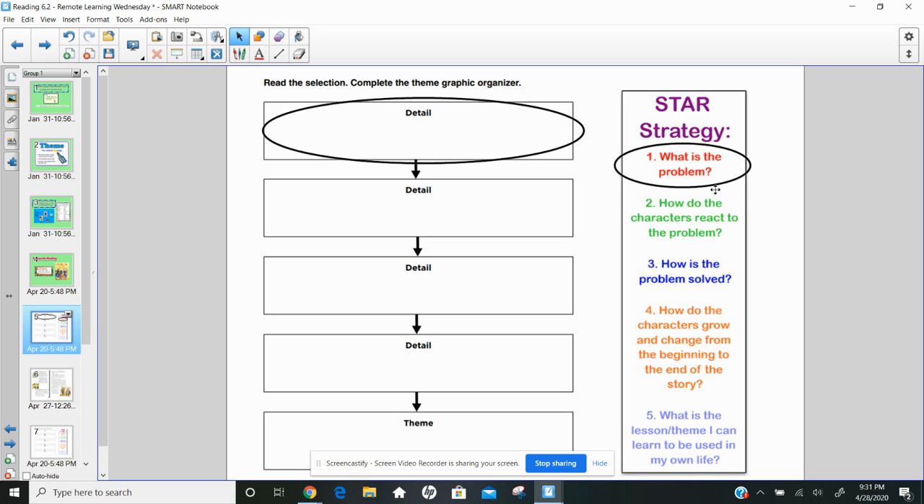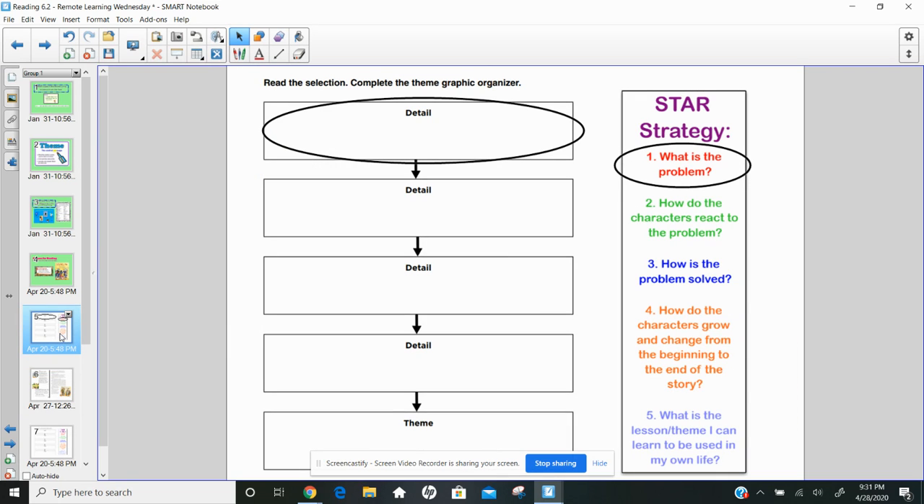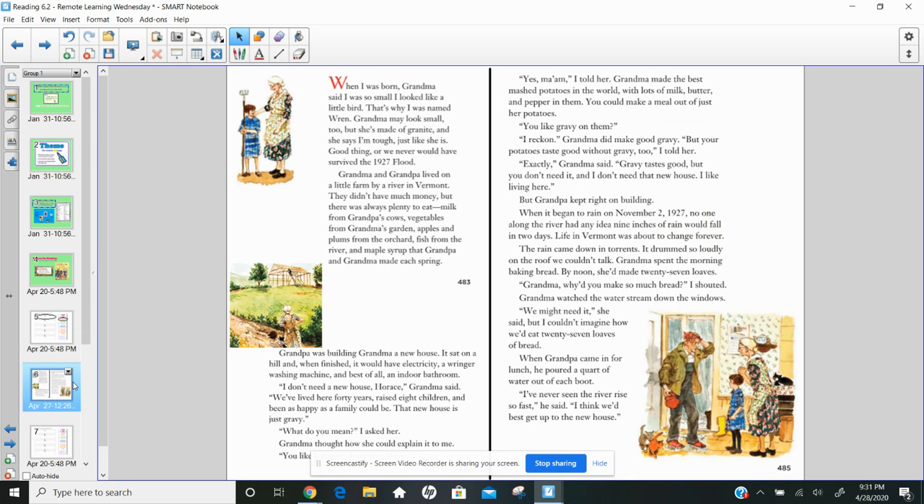And I'm going to model what is the problem. Now, this is kind of a long story, like I said, so I'm going to read the first three pages, and then I'm going to think of that first question of what is the problem. It takes me a little bit before I figure out what the problem is. Just like at the beginning of any story, a lot of it is background knowledge, learning who the character is, finding out the setting, and learning a little bit about the characters so that we can figure out what their problem is.